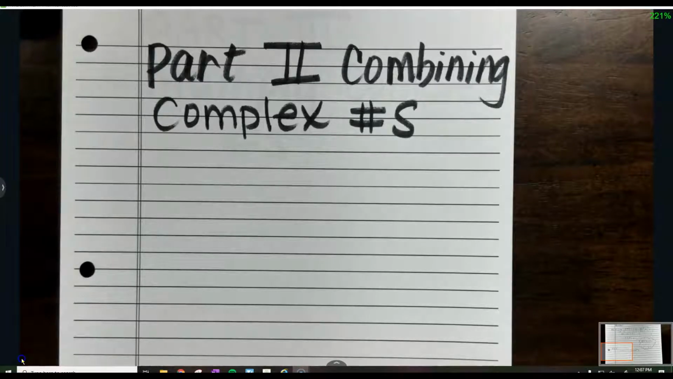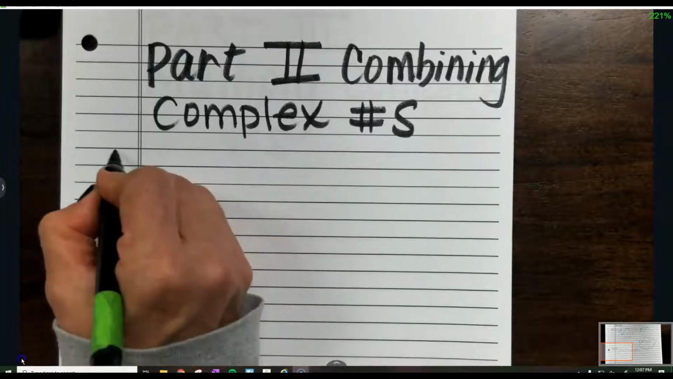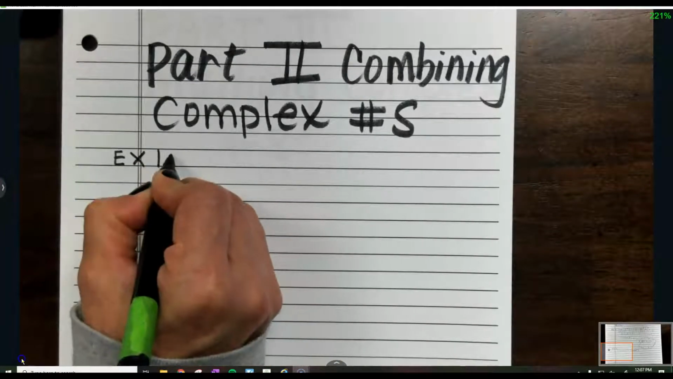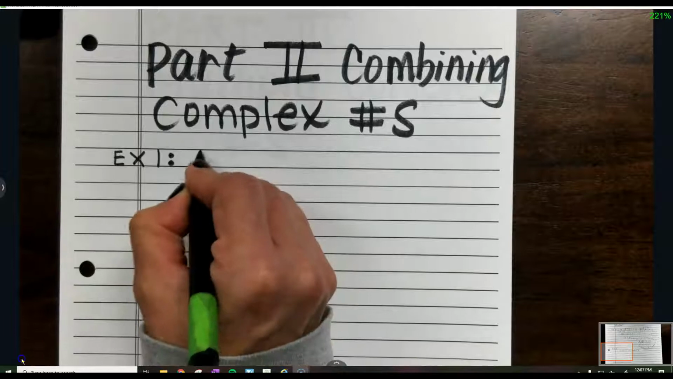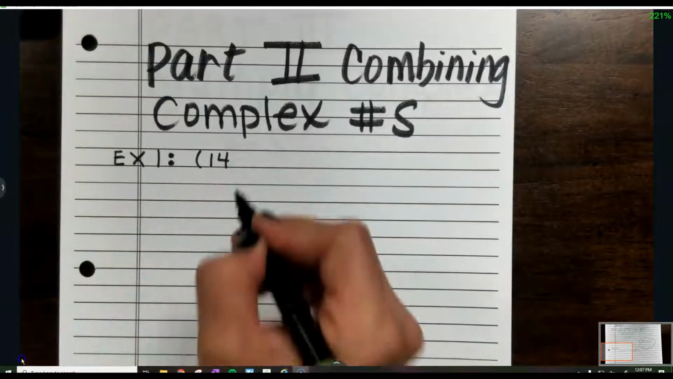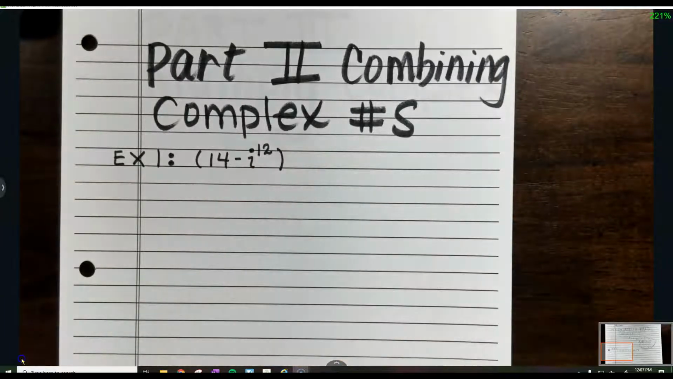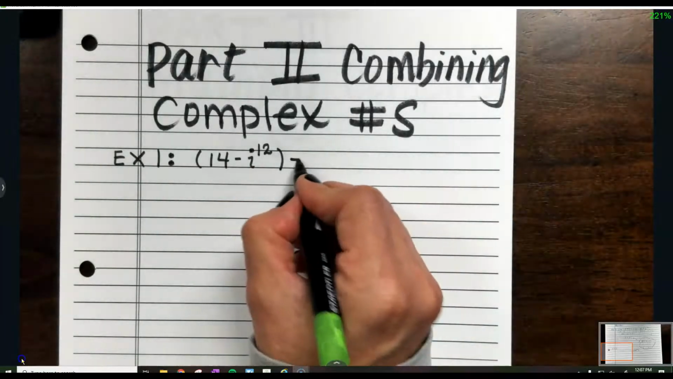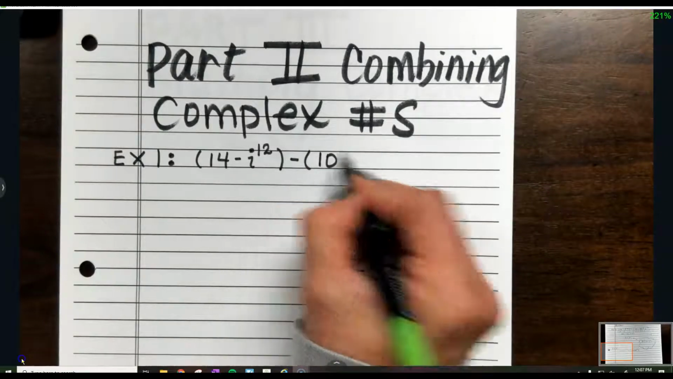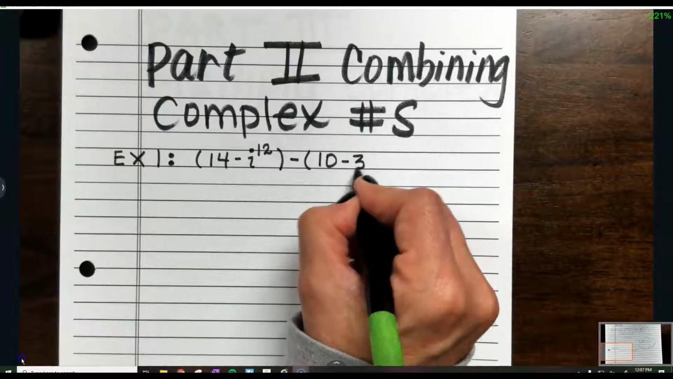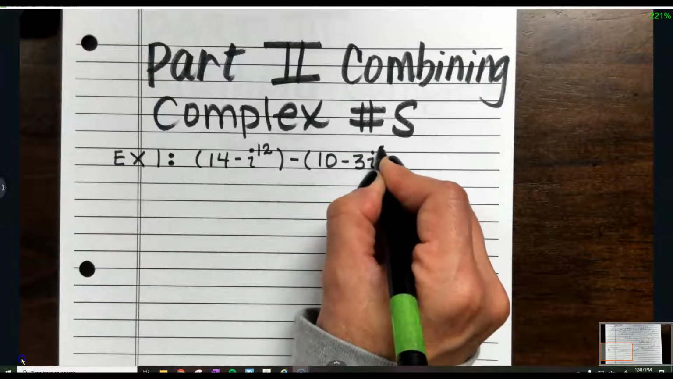So part 2 is just reviewing adding and subtracting of terms. So here's my first real example right here. It's going to be in the first set of parentheses, 14 minus i to the 12th power. And then we're going to subtract, so minus 10 minus 3i to the 5th power.